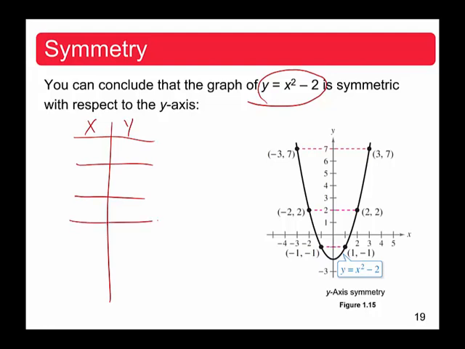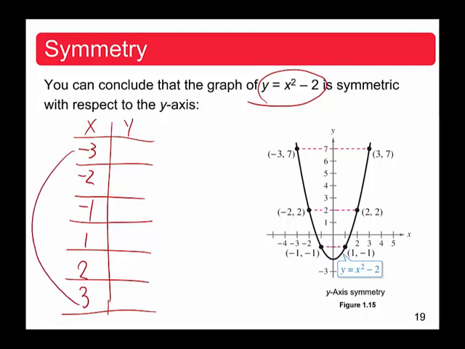Let's list 6 ordered pairs. Okay, so now let's say we're picking the x values from -3, -2, -1, and then 1, 2, 3. As you can see, those values are opposite. So now let's first look at the first group.